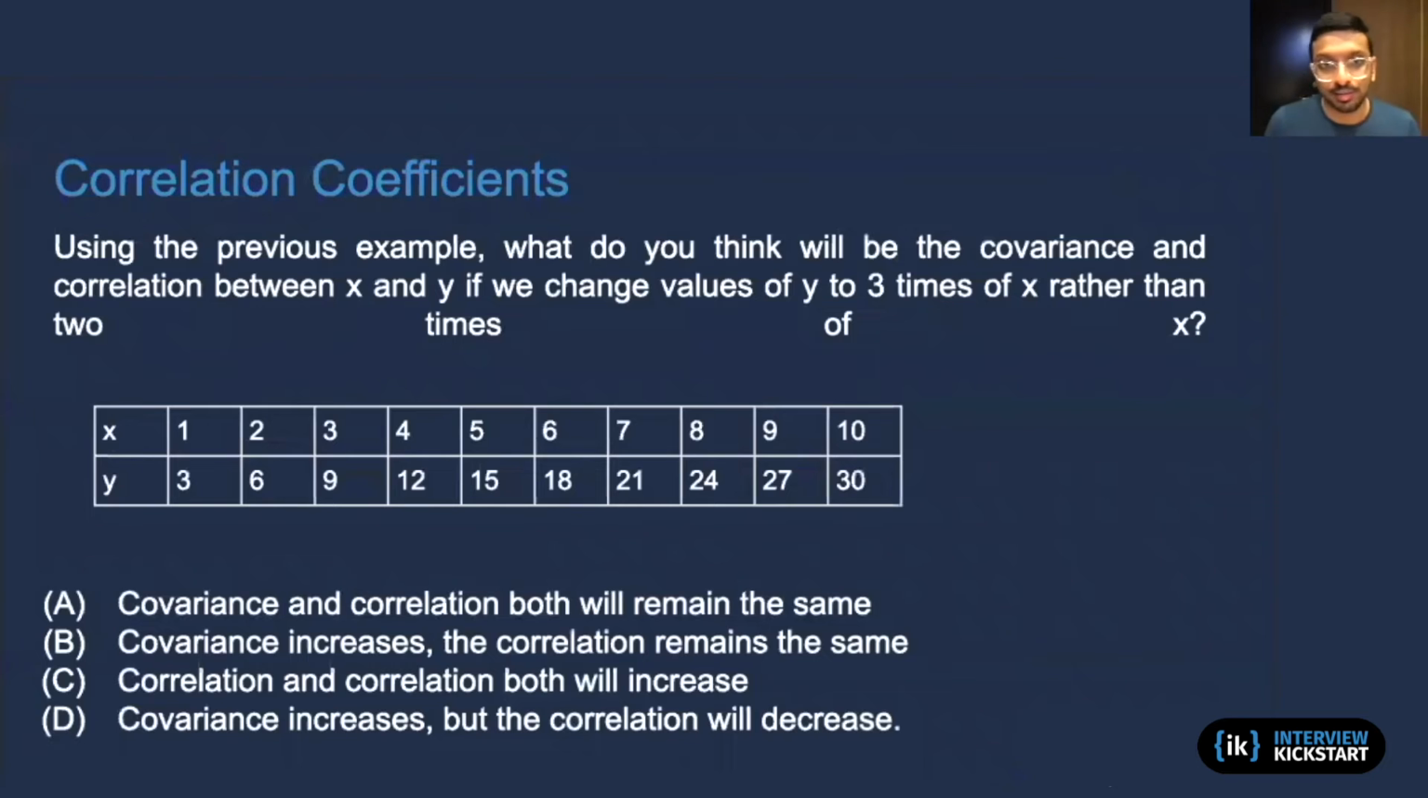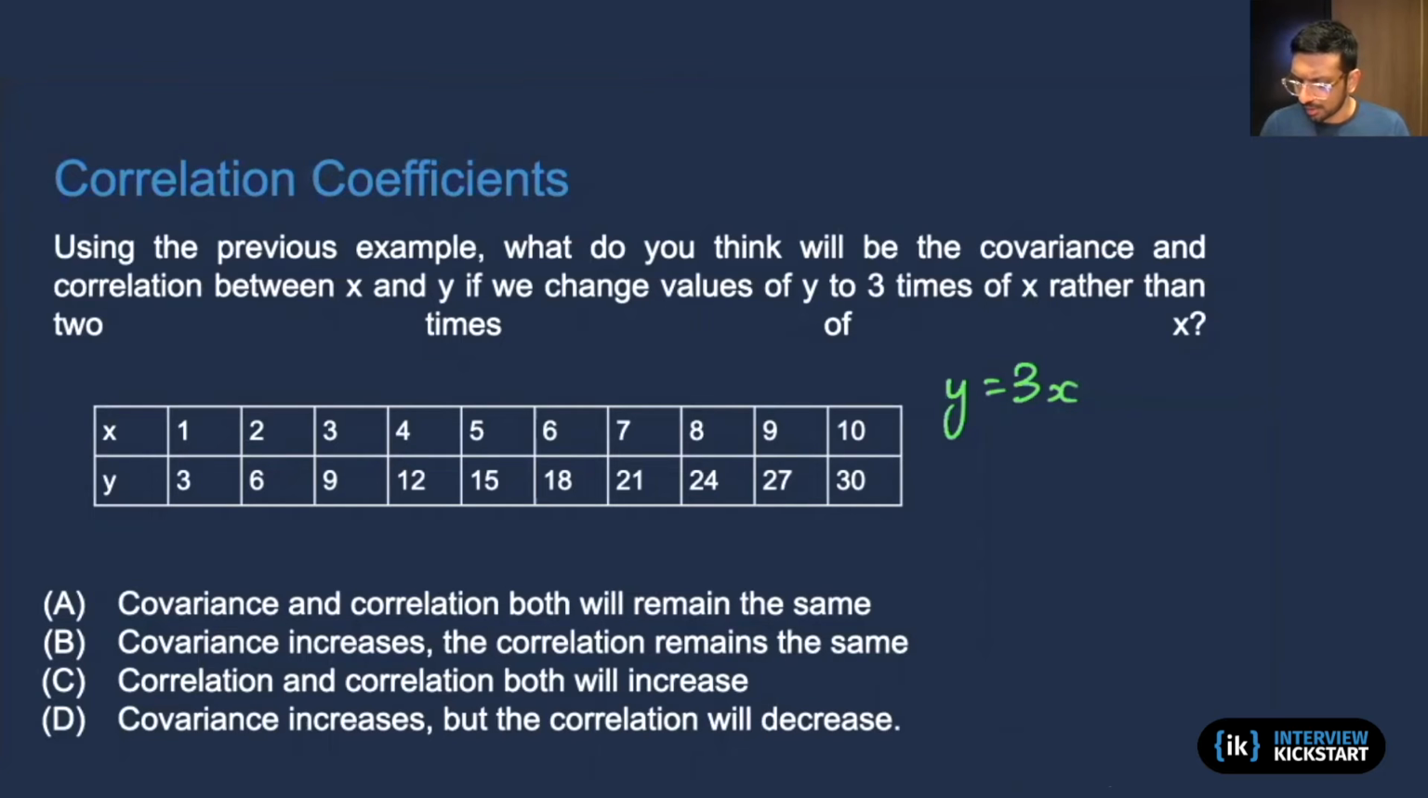So let's take another example, which is similar to the previous one. Using the previous example, what happens when y is equal to 3x instead of being y is equal to 2x in the previous case? What differences can we see? What differences can we expect in covariance and in correlation? What do we think?